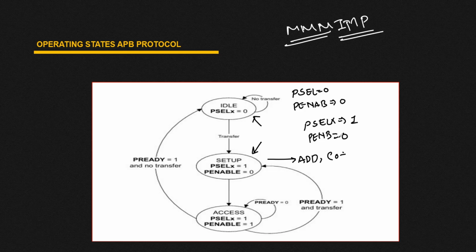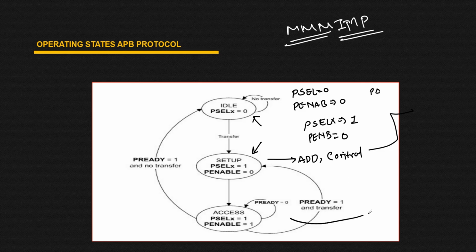So in the setup phase we are configuring our address and control information. So what is this address and control information? Your PADDR, PWRITE, PWDATA, all of that we are configuring in the setup phase. After the setup phase, in the next clock cycle we are making our PENABLE signal high, or we are toggling our PENABLE signal to high.